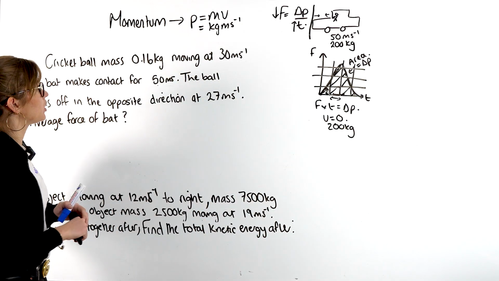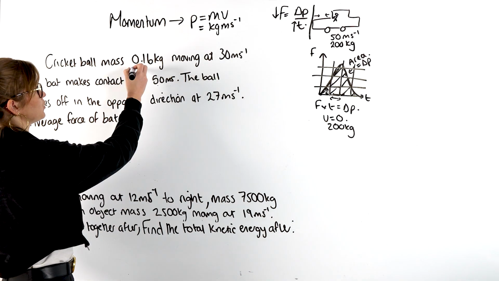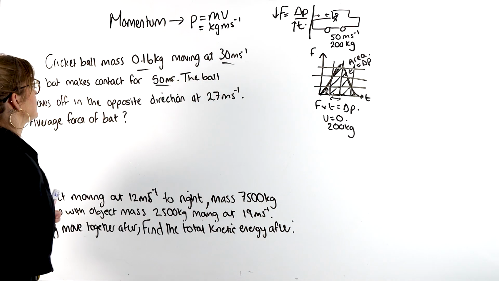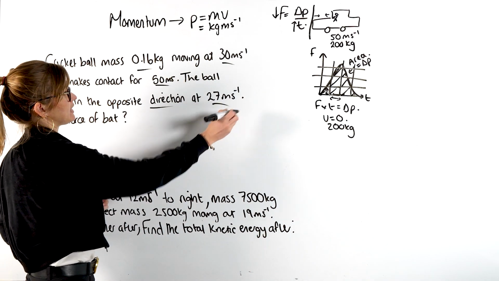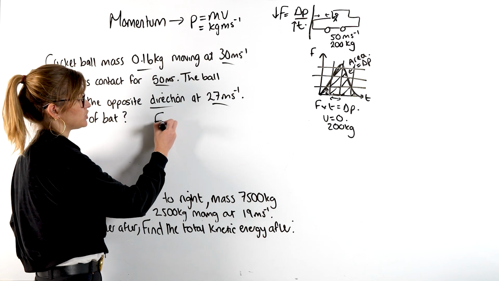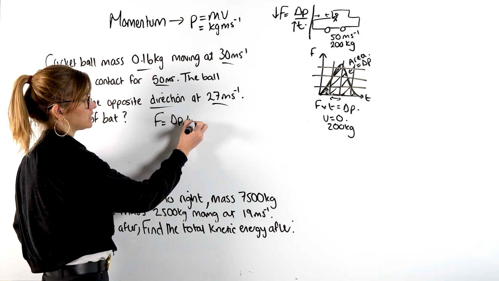Okay, so this one we've got a cricket ball with a mass of 0.16 kilograms, moving at 30 meters per second, that makes contact for 50 milliseconds. The ball moves off in the opposite direction at 27 meters per second. So we want to find what the force is. So I know to calculate the force, we have to do the change in momentum over time. So I'm going to draw a picture.